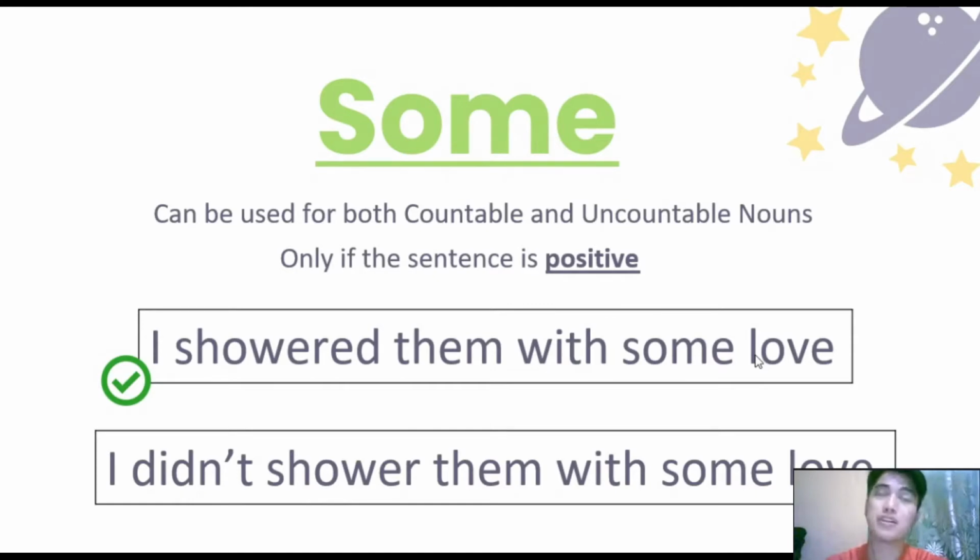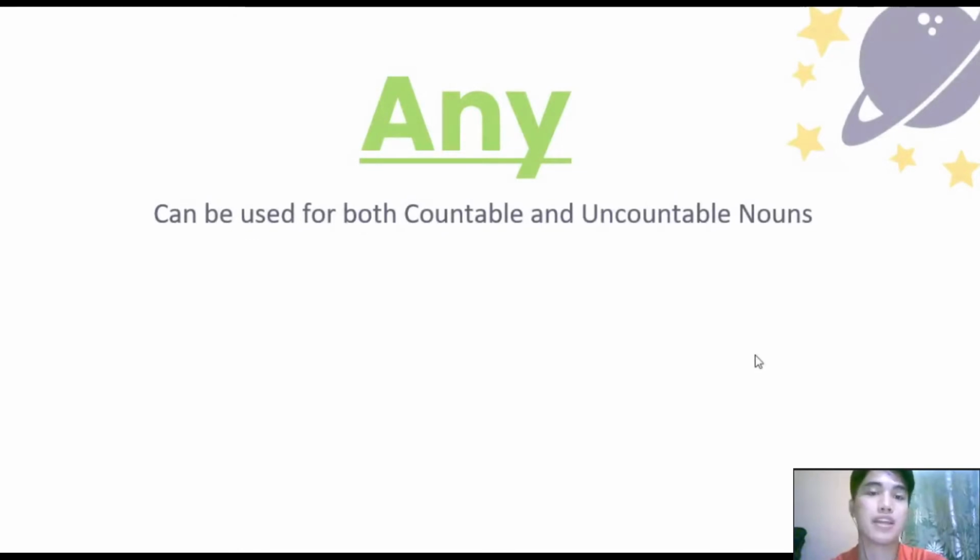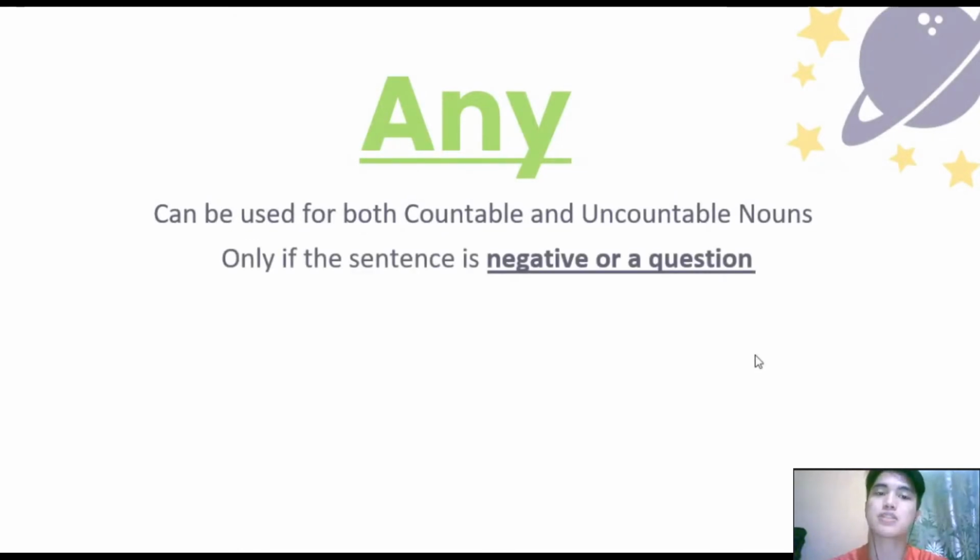Another quantifier that we can use for both countable and uncountable nouns is the quantifier any. There's a catch. Only if the sentence is either negative or is a question. Again, we can use the quantifier any for both countable and uncountable nouns only if the sentence is negative or is a question. Again, I have two sentences here and I want you to figure out the correct one.